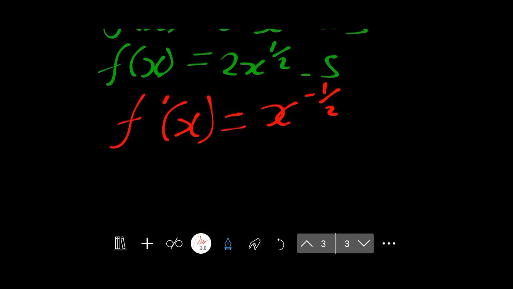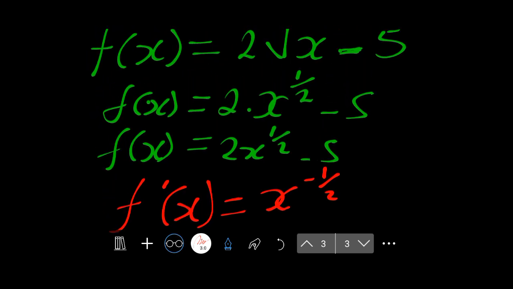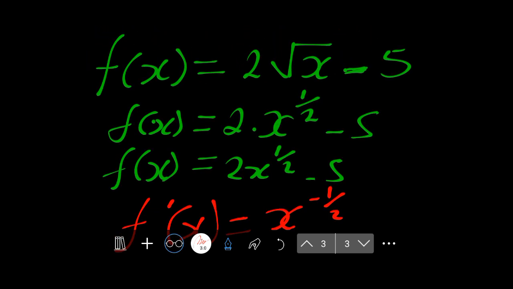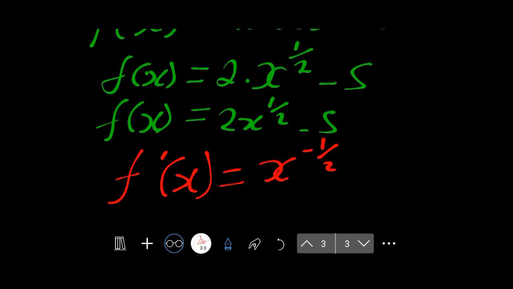We have differentiated this one, as you can see from the steps that we had. So we had f of x is equal to 2 times the square root of x minus 5. Then we wrote this one as f of x is equal to 2 times x to the power 1 over 2 minus 5. So this becomes f of x is equal to 2x to the power 1 over 2 minus 5. So this is how we differentiate.